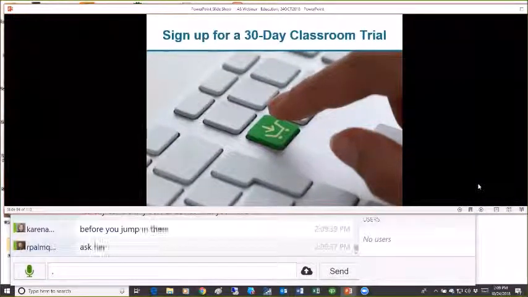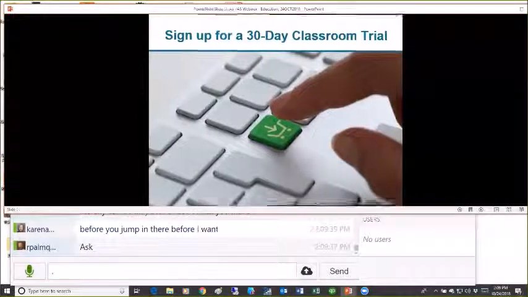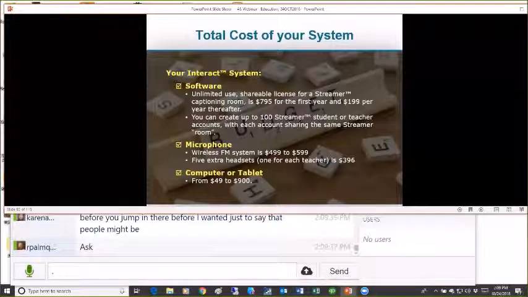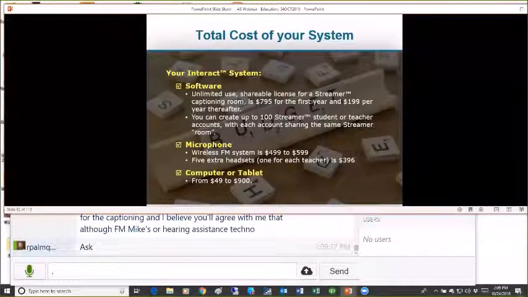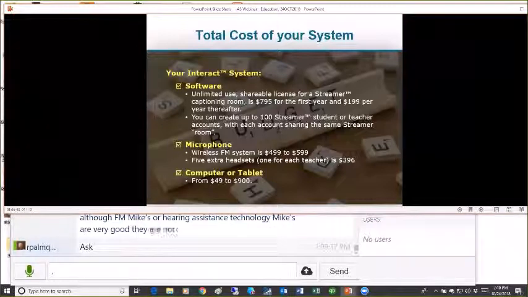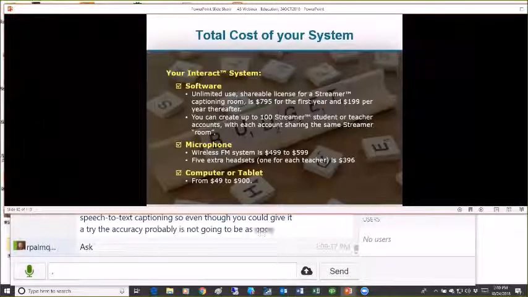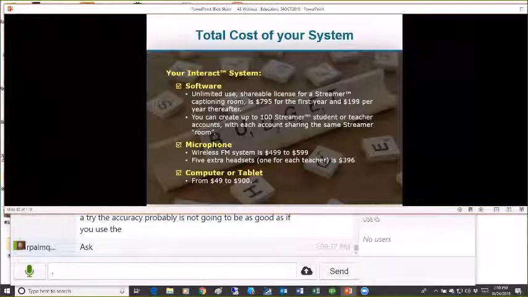Before you jump in there, I just wanted to say that people might be wondering if, using an FM mic that the kid already is using, we could just use that mic for the input for the captioning. And I believe you'll agree with me that although FM mics or hearing assistance technology mics are very good, they are not designed or optimized for speech to text captioning. So even though you could give it a try, the accuracy probably is not going to be as good as if you use the nano mic or the dual mic that we offer. Would you agree?